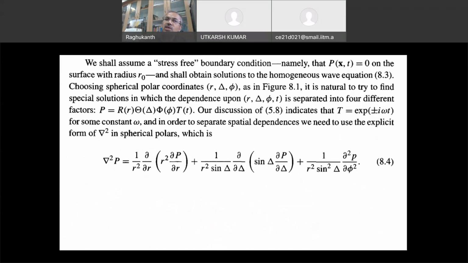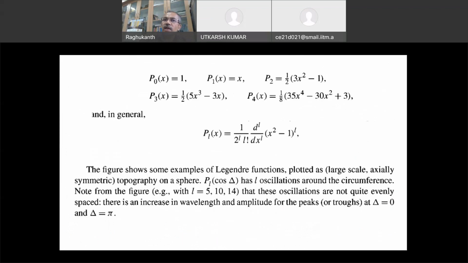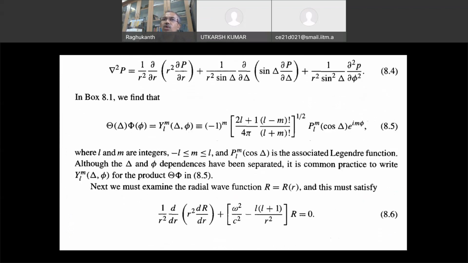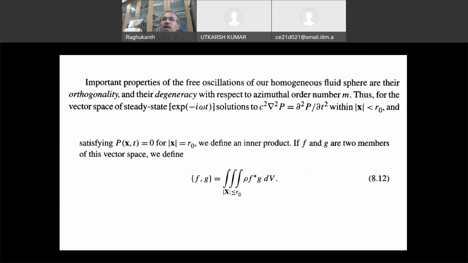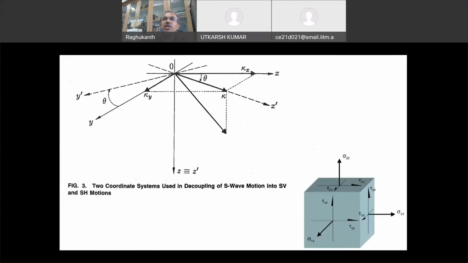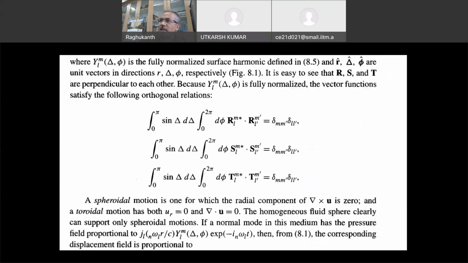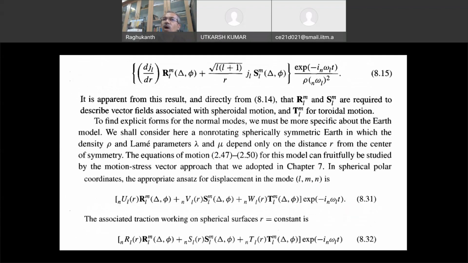So the data also shows, and mathematically one can show, that you can split it into two separate problems. This is what they do, and one can mathematically show all these things. Anyway, no need to worry about the mathematical details. At least you should know these terms, spheroidal mode and toroidal mode. So you solve this problem, and this is a solid sphere, it is not a fluid sphere. Solid means you have shear stresses also, and you have to solve all those things.